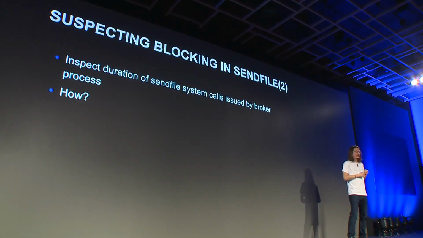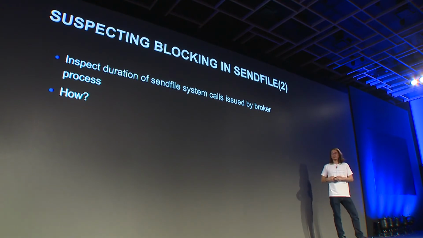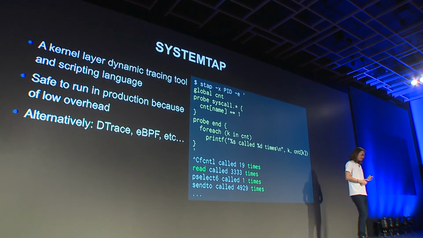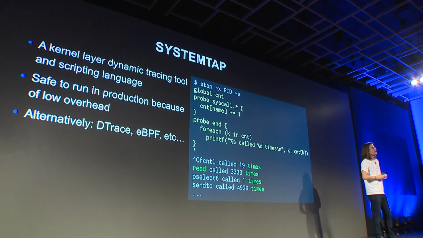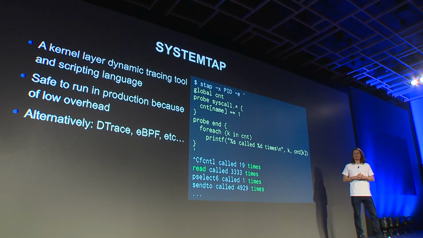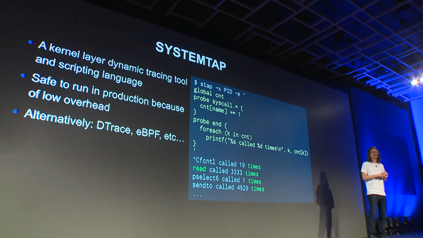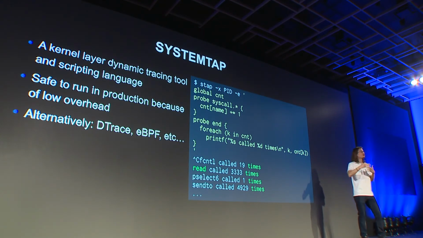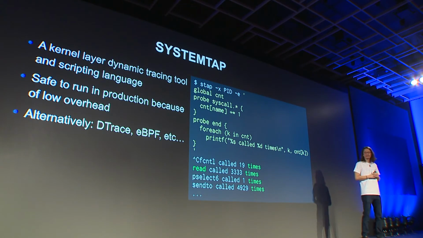To verify this scenario, we tried to find out the processing time of the sendfile system call. To conduct this investigation, what we often use is SystemTap. SystemTap is a dynamic tracing tool, and just by writing several scripts, we can understand and detect what's happening in the kernel.